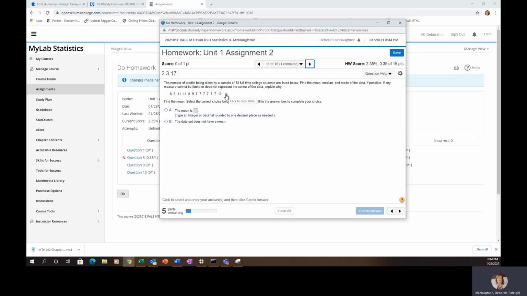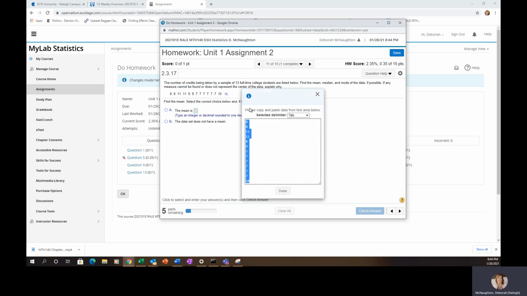Okay, so let me copy my data. So I'm going to go open to a clipboard. Always open to a clipboard because if you open in Excel, it'll open a new spreadsheet. I'm going to put this in the chat in Teams so you can copy it. My data for Unit 1, Assignment 2, Number 11. Okay, so that's in Teams, so you can grab it.